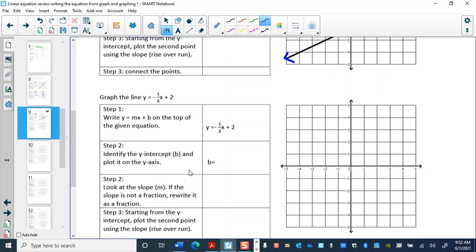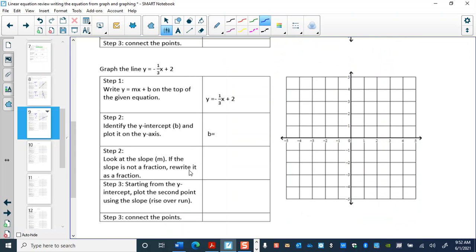Okay, next example, graph the line y equals negative 1/3 x plus 2. Write y equals mx plus b on the top of the given equation. So y equals mx plus b. Identify the y-intercept and plot it on the graph. So your y-intercept is 2. On the y-axis, you plot the point.